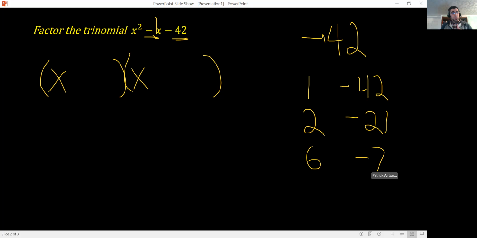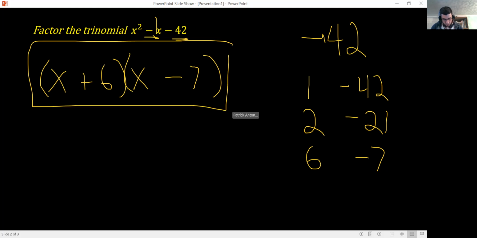6 times 7 is 42. 6 times -7 is -42. Now, how we know that the 7 has to be negative and not the 6 is because that middle term has to be -1. Notice that the 6 and -7 add to -1, and they also multiply to -42. So this is plus 6 here and -7 here, and that is our answer.